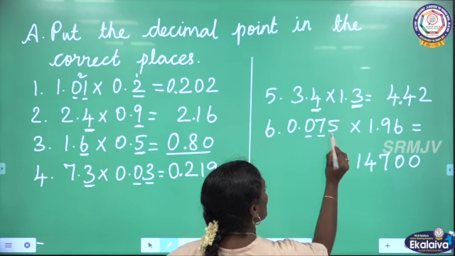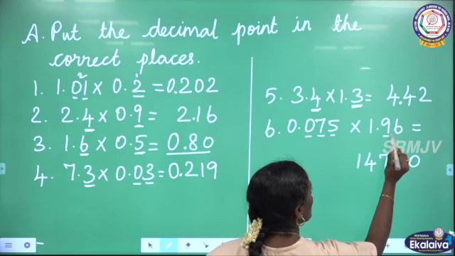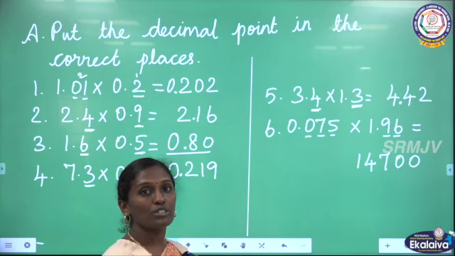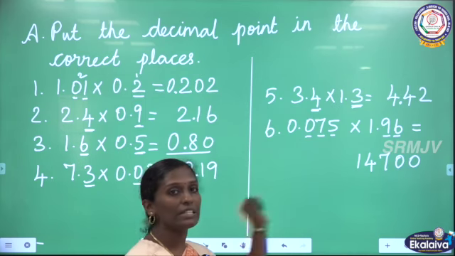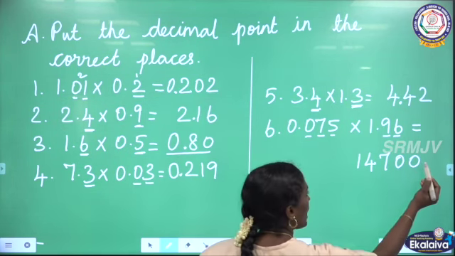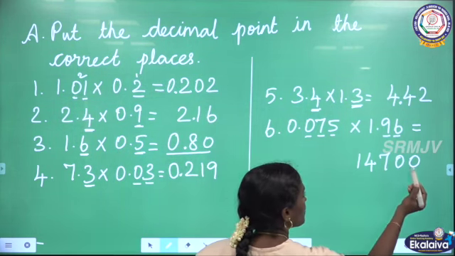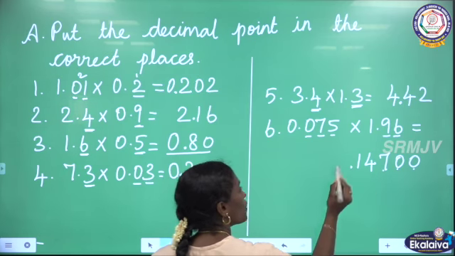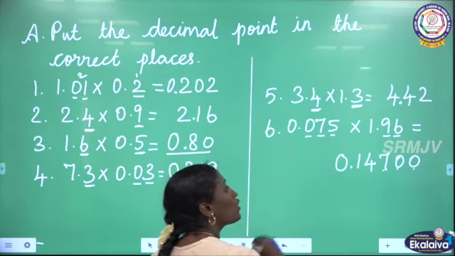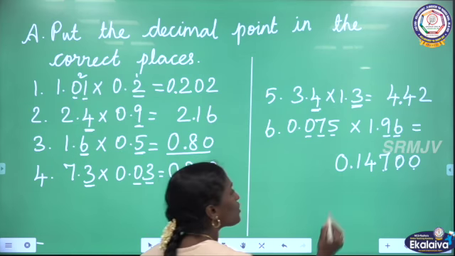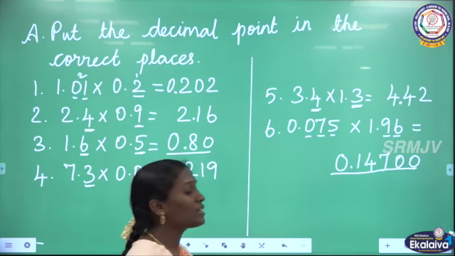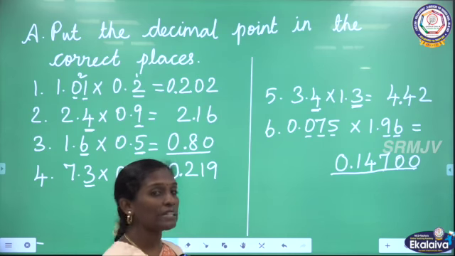The next question 0.075 into 1.96. Here 3 decimal places, here 2 decimal places. 3 plus 2, 5. Totally 5 decimal places we need in the answer. So from the last before 5 digits 1, 2, 3, 4, 5. Before 5 digits we have to keep the decimal point. Here the whole number part is 0. So the answer is 0.14700. Is it clear?